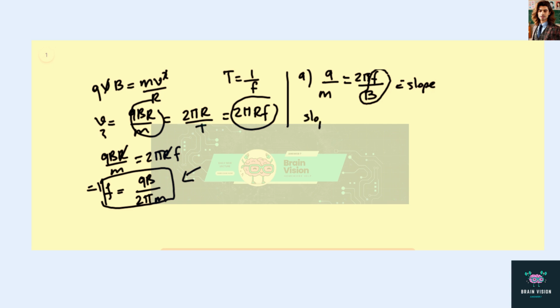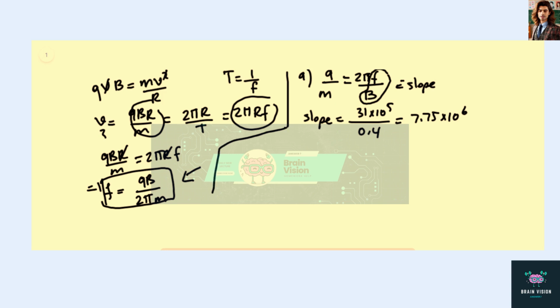But I'm going to take the last point on the graph. That is something like 3.5 times 10 to the power 5 over 0.4 almost. So it gives me 7.75 times 10 to the power 6. So I'm going to use that slope.